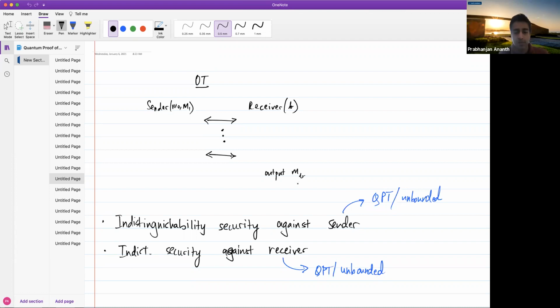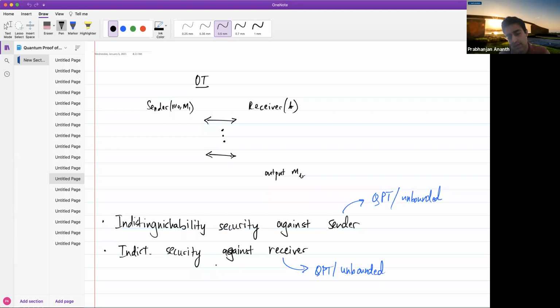And in terms of security properties, we require 2 properties. The first property, which is security against sender, roughly says that the sender should not be able to distinguish whether the receiver had its choice bit to be 0 or 1. And the second property, which is security against malicious receivers, says that the receiver should only get one of the 2 input bits, either M0 or M1. Formalizing this property is a little more tricky, so I'm going to postpone formalizing it to later.